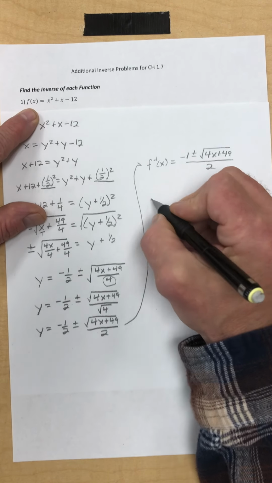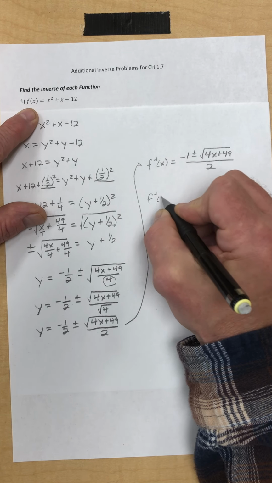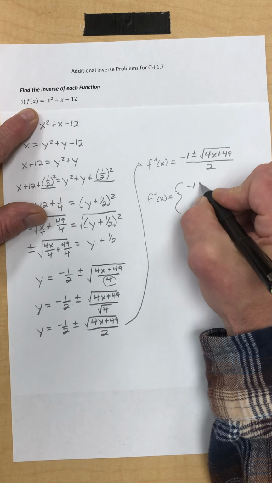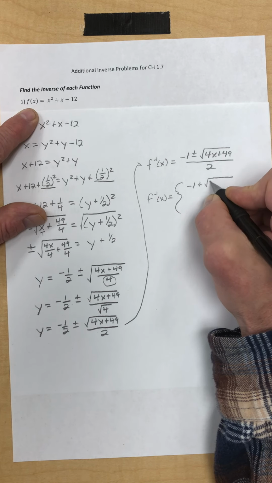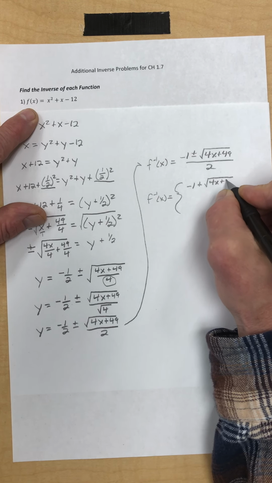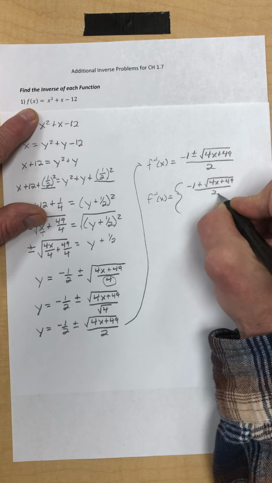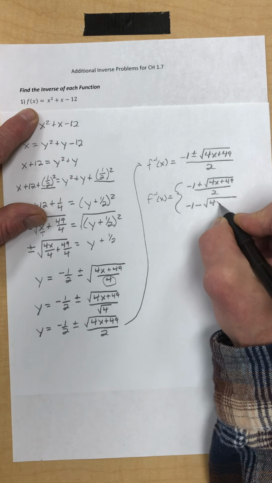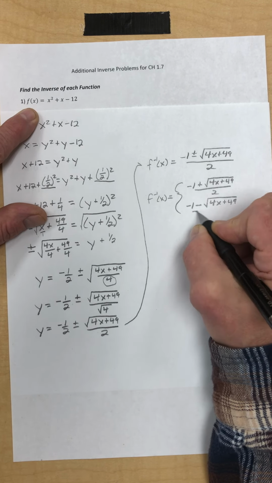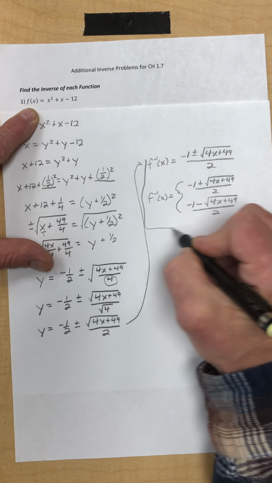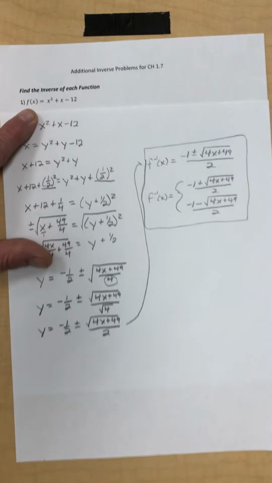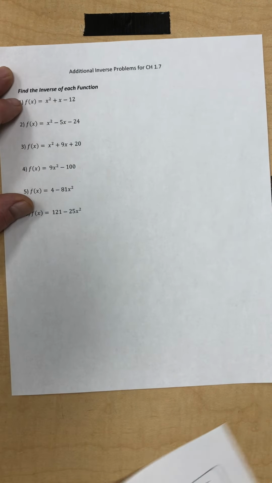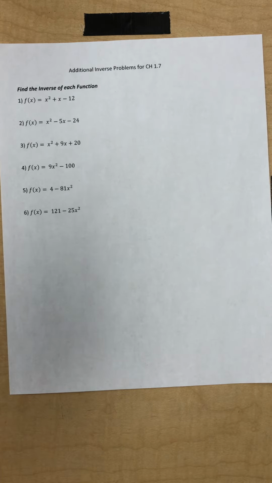And again, if you want to split it up, f inverse of x equals, well, we could pull those apart and say negative 1 plus the square root of 4x plus 49 all over 2, and negative 1 minus the square root of 4x plus 49 all over 2. So either one of those forms of the answer is 100% correct. It's just a matter of which one you want to use. All right, so we got that one out of the way. Let's get the next one down.